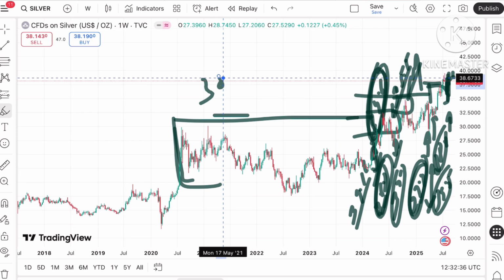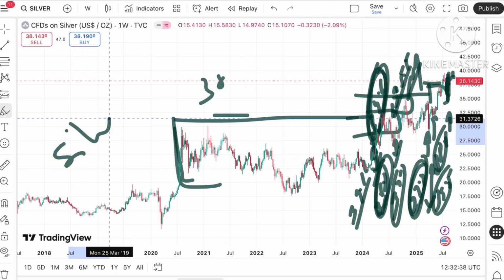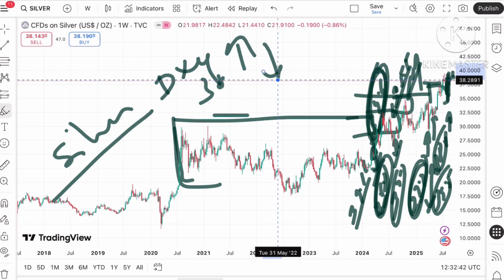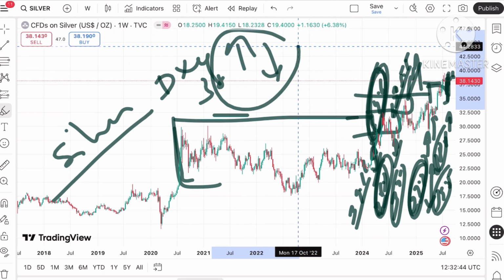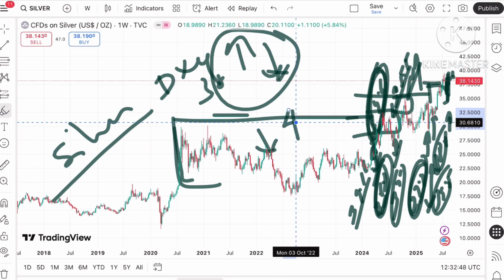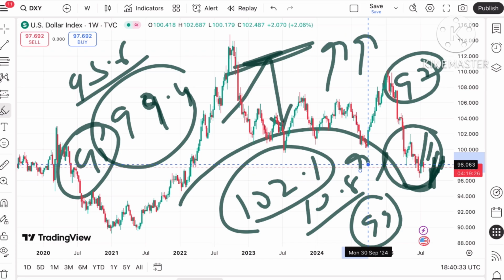Now the price of silver depends on a lot of factors. One of the factors is the dollar index. It is inversely related to silver, so when the dollar index rises we see the silver price come down. Similarly, when the dollar index moves down, the silver price goes up. Let's see how it is moving.